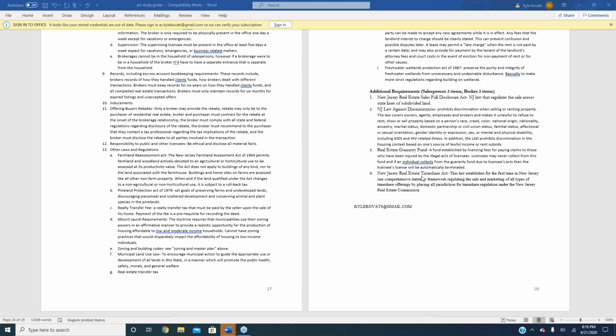Yeah, codes do change for the smoke detectors. If it's new construction, it's got to be hardwired and stuff like that. Just write in the subject line of the email: exam outline. That's fine.